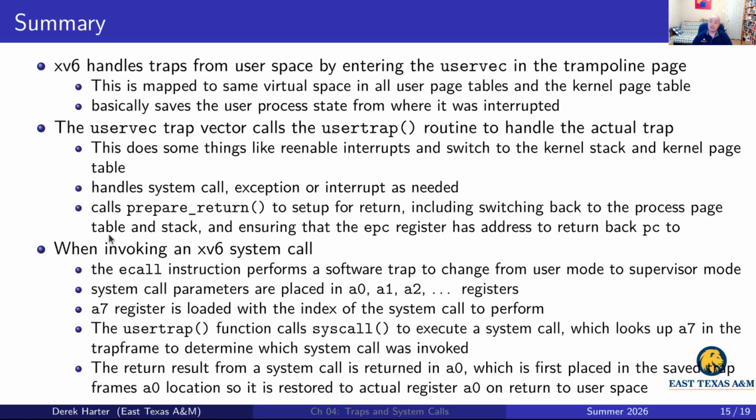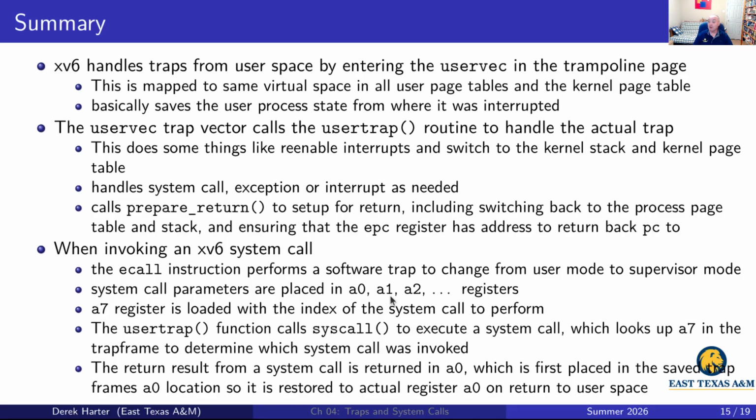Okay? So when a system call is invoked, the eCall instruction basically causes the hardwired trap mechanism to occur from software. This is what allows the user program to request that we switch to supervisor mode and have the kernel perform an action for us, like a write system call, whatever system call it needs to have performed.